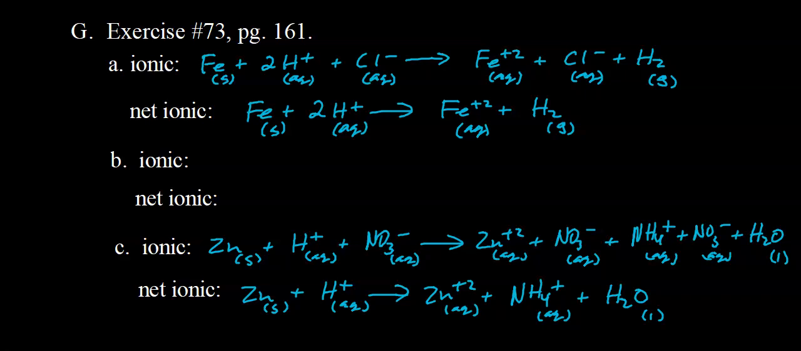Number 73A, I balanced both mass and charge. And so in this reaction, the iron is being oxidized. It's going from 0 to +2 oxidation state. The hydrogen ions, H+, are being reduced. We're going from H+ to H2. In this reaction, chloride ion is a spectator ion, so we do not show it in the net ionic equation.